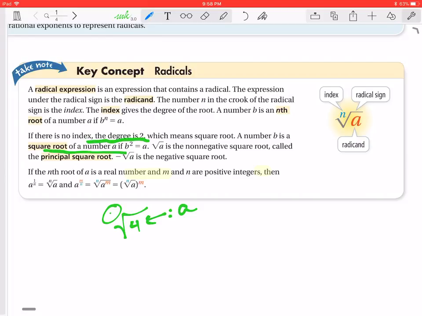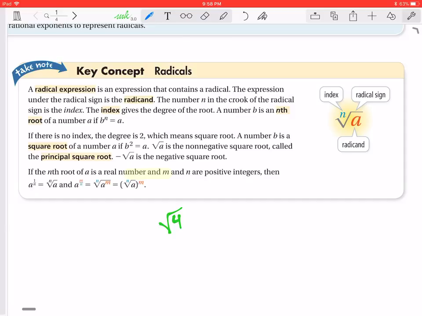Okay, so in the case where our a value is 4, that means there's some number multiplied by itself twice, which will give us 4. Well, that's 2 to the 2nd power. 2 times 2 will give us 4, 4 being our a value underneath. So our b would be 2 in this case. Now, the square root of a value is the non-negative square root. We also call that the principal square root. So the square root of 4, as I've written it, is our principal square root.